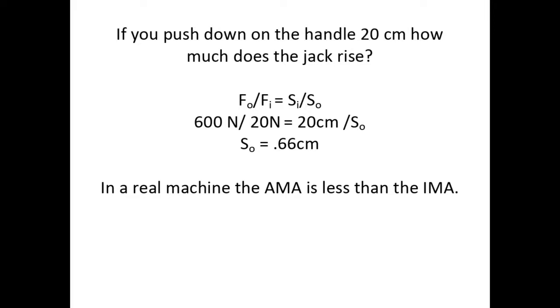So if you push down on the handle 20 centimeters, how much did the jack rise? You put in the other formula, FO over FI equals SI over SO, and you end up getting 0.66 centimeters. So if you push down the handle 20 centimeters, it only goes up 0.66 centimeters. In a real machine, the AMA is less than the IMA. Okay, so it's good to know.